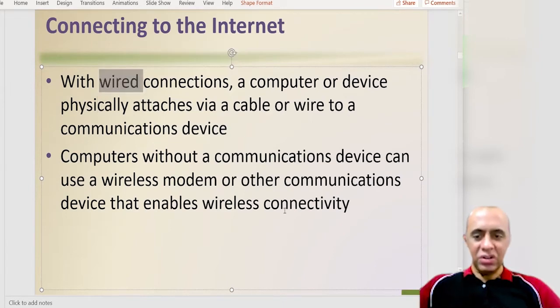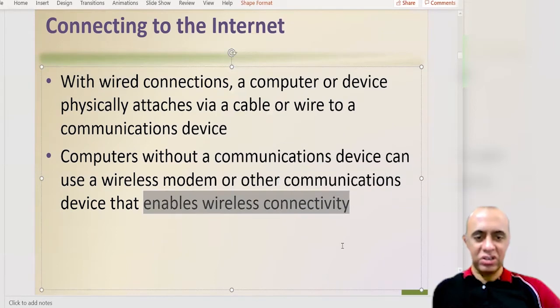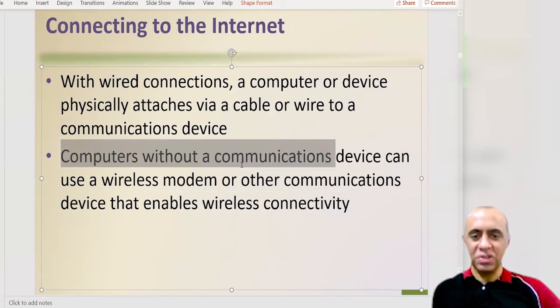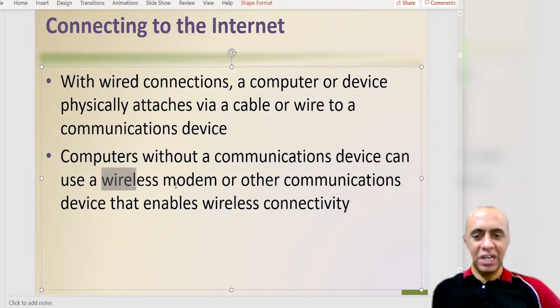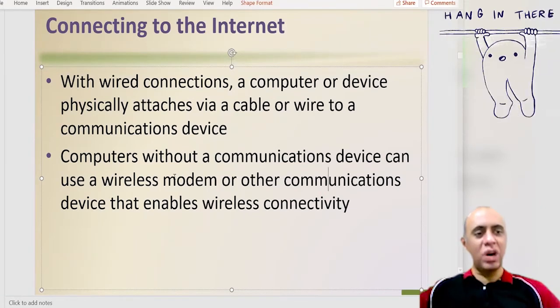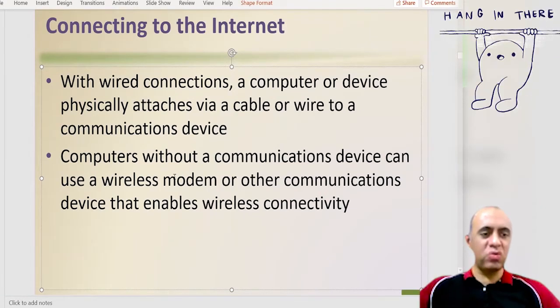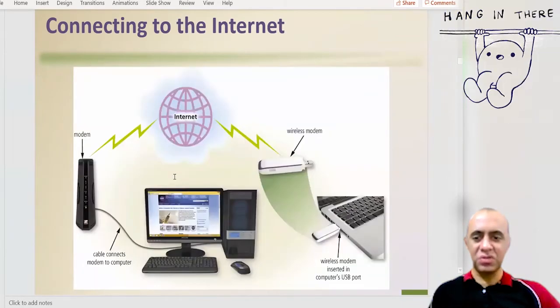Or if there is wireless capability in the modem, which all of them have these days. Computers without a communication device can use a wireless modem or other. There used to be computers which did not have built-in Wi-Fi modems inside. So you could purchase a USB Wi-Fi adapter, and plug it into your laptop, and your laptop would become Wi-Fi capable. Back in the days when we were having the transformation from the wired to the wireless age, we used to do that, when we didn't have modern computers.